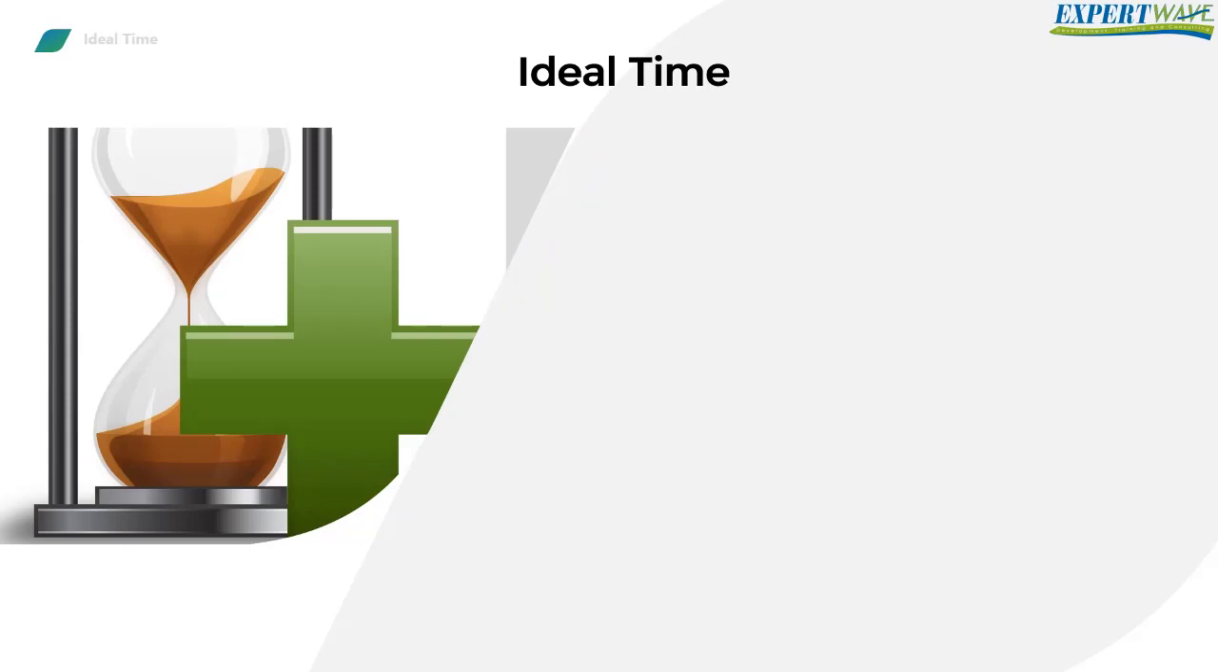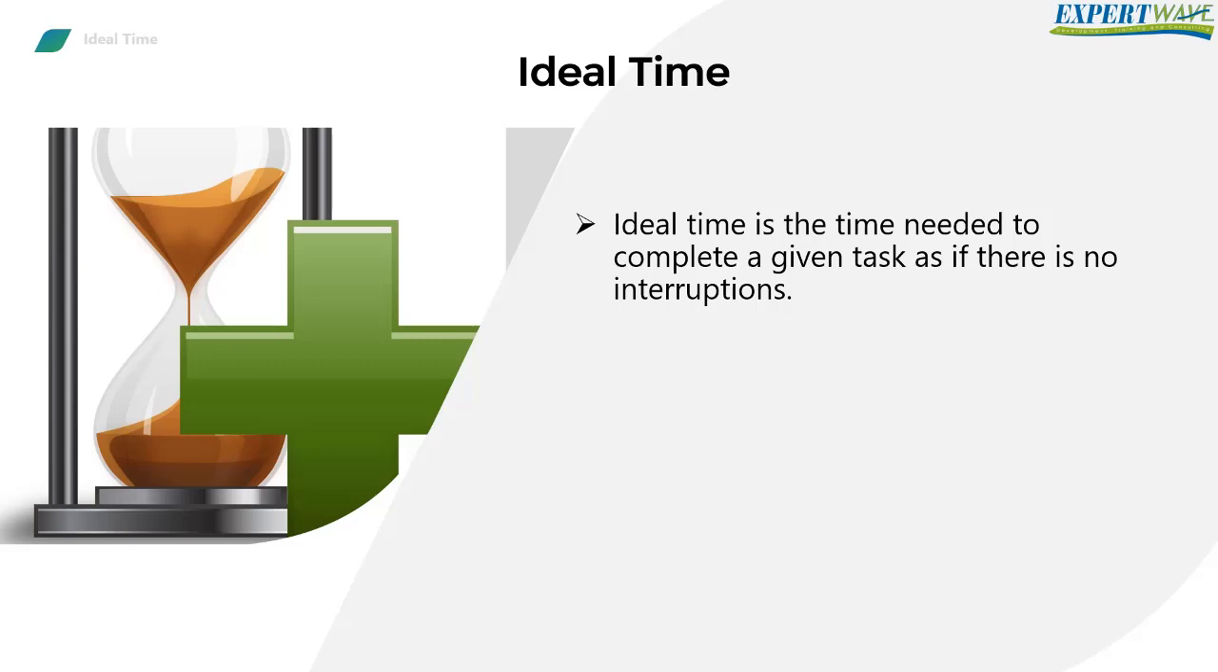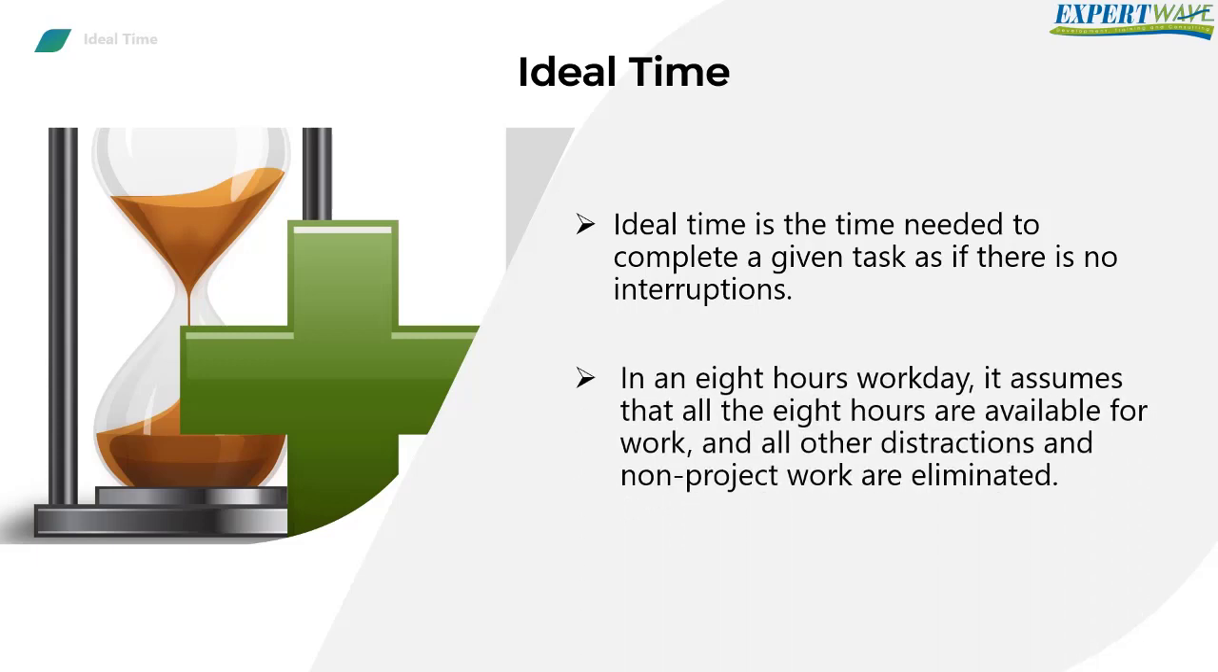Then we have the concept of the ideal time. The ideal time is the time needed to complete a given task as if there are no interruptions, like sick days for employees, people working on more than one task, and any other things that take the time assigned for the item. This technique assumes that in an 8-hour workday, all the 8 hours are available for work, and all other distractions and non-project work are eliminated.